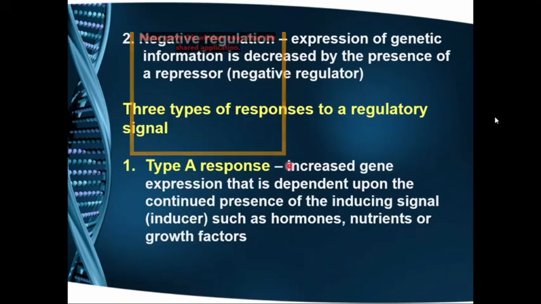So there are three types of responses to a regulatory signal. Type A response. There is increased gene expression that is dependent upon continued presence of the inducing signal, such as hormones, nutrients, or growth factors. So if you remove these inducers, gene expression will stop. So there is increased gene expression.